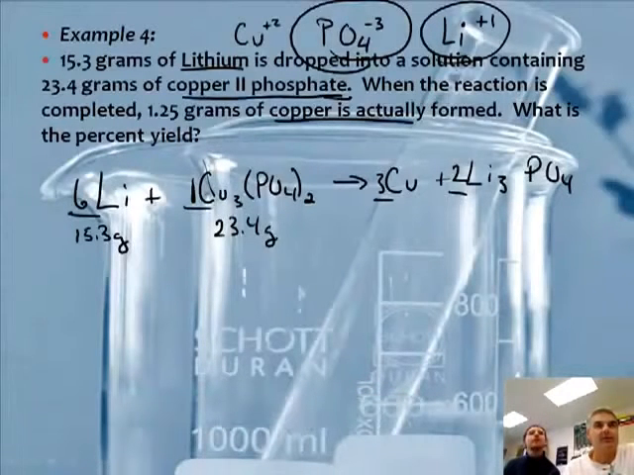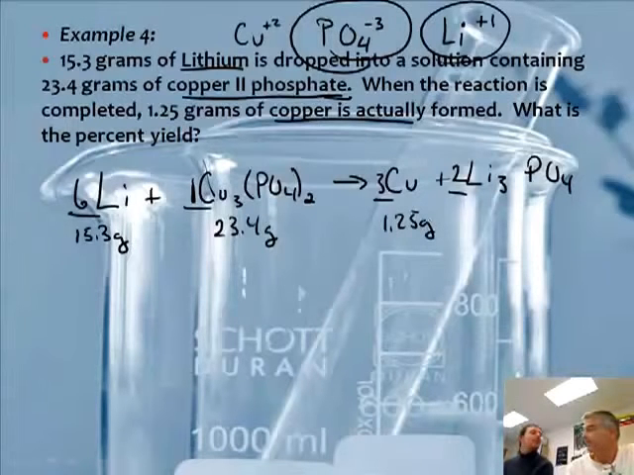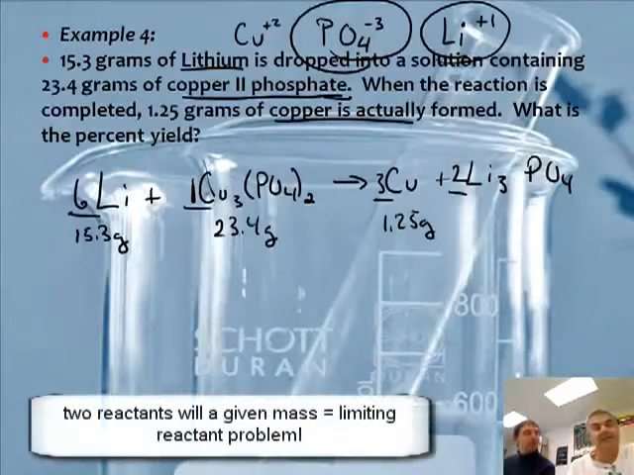23.4 grams. And we get 1.25 grams. We have 2 reactants that both have a mass. So this is a limiting reactant and a percent yield problem together.